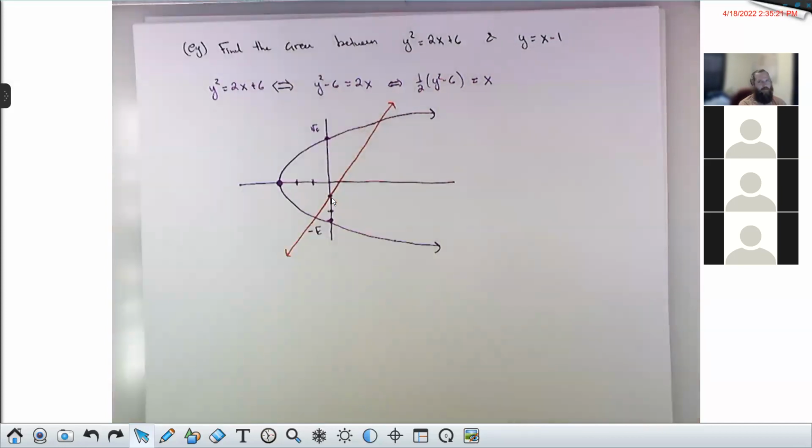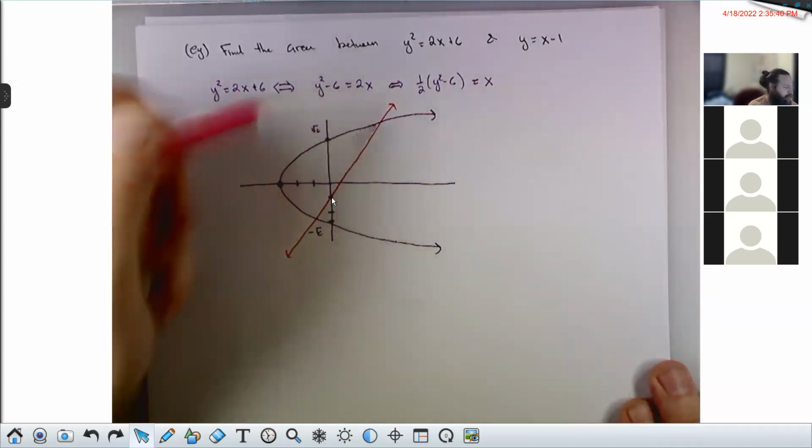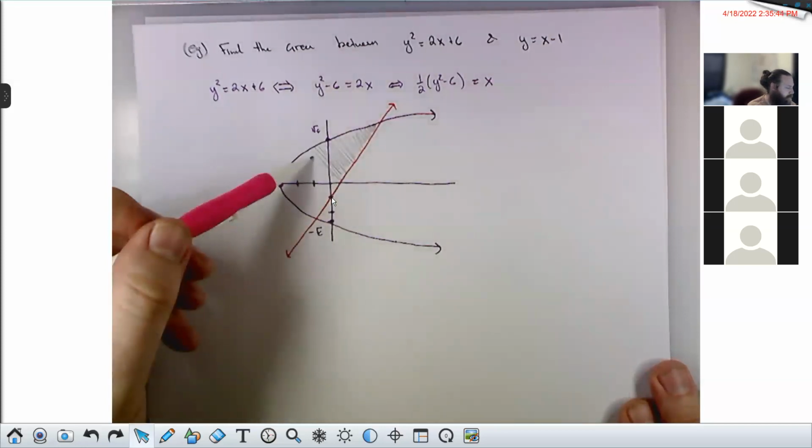So first step, make sure you know how to graph these curves. It's not anything crazy. If you need to review it, review it. There's stuff all over YouTube. Just Google graph sideways parabola. Let's shade the area. Once you have your picture, it's much easier to figure out how you're going to set up your integral.